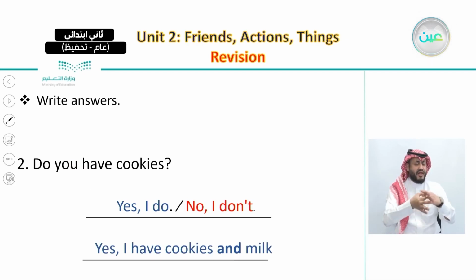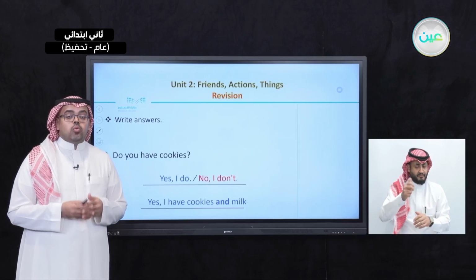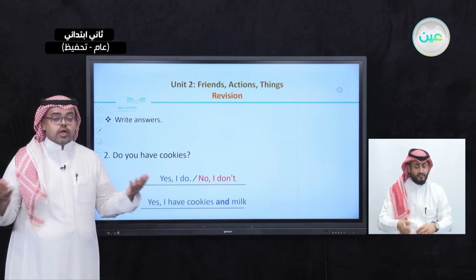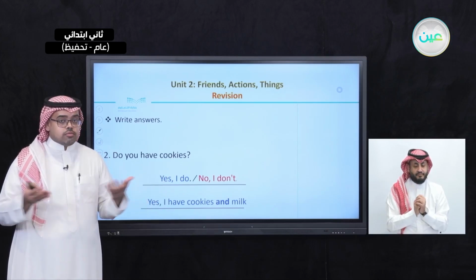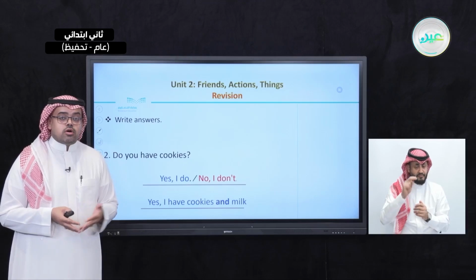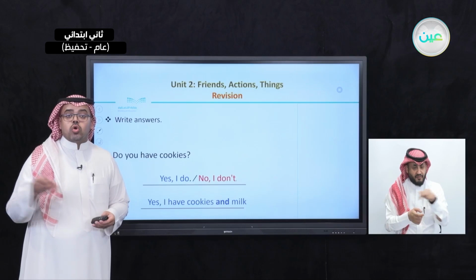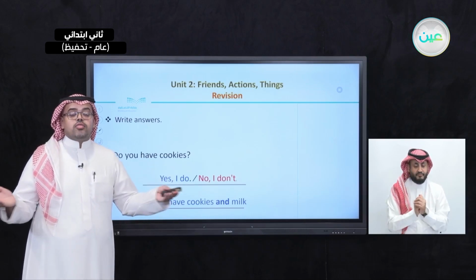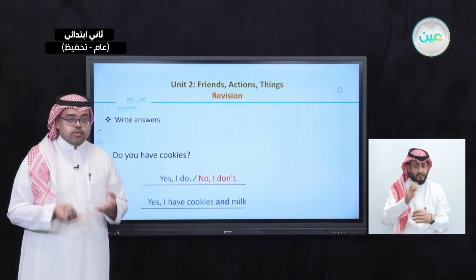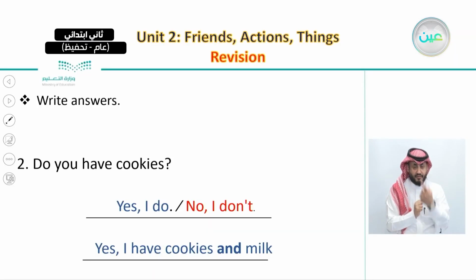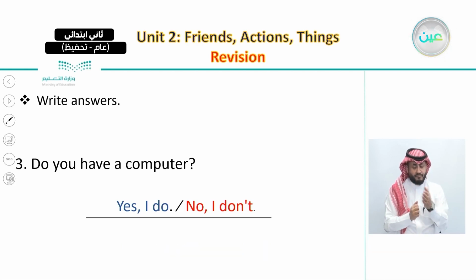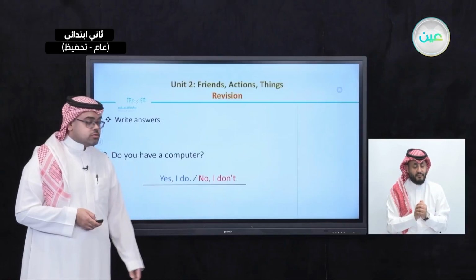And also, we talked about how to use and. We said that if we have two things that come together with each other, here we can use and. For example, do you have cookies? Yes, I have cookies and milk. These are two things that come together. This is why we use and. And also, one more question we practiced, do you have a computer? As we said, the two possible answers, yes, I do, or no, I don't.